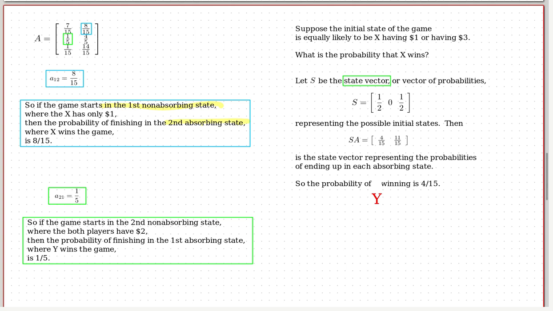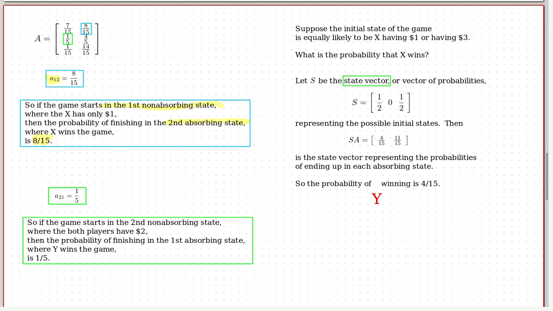And if we look that up, that would be the 1-2 entry in the matrix, right? The entry in the first row, second column. It's actually 8/15. And so even though player X started at a disadvantage, X had only $1 while Y had $3, nevertheless, it's slightly more likely than not that X will win the game because the game is so biased in X's favor. Right? One more example.